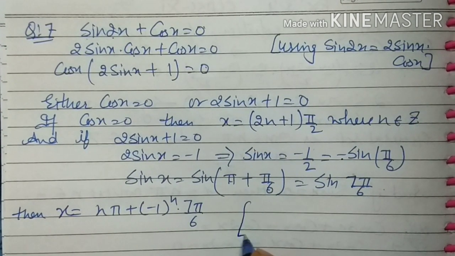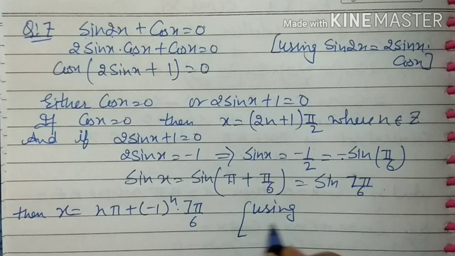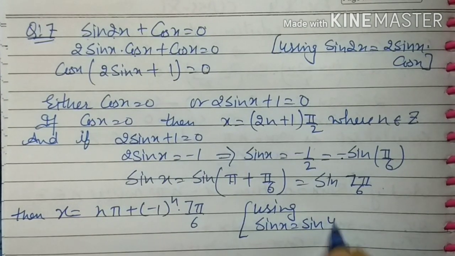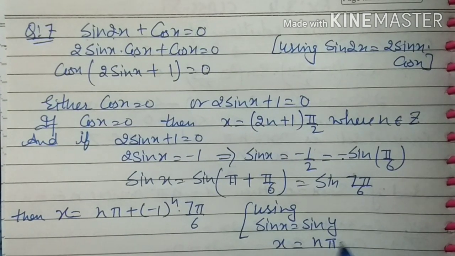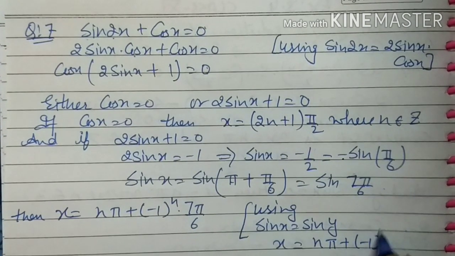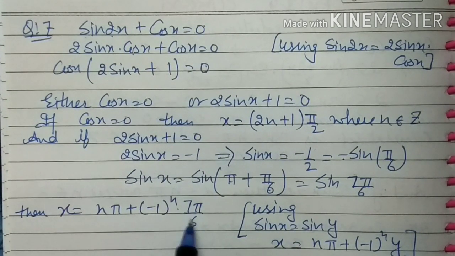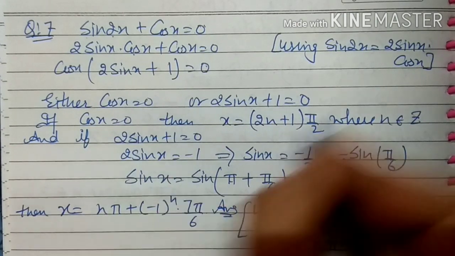We are writing the formula which is used in this solution: if sin x equals sin y, then x equals n pi plus minus 1 power n into y. We use this formula here, so we are writing it here. So this is the solution. This is the answer, and one more answer we have here.